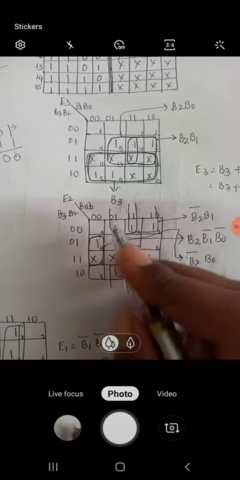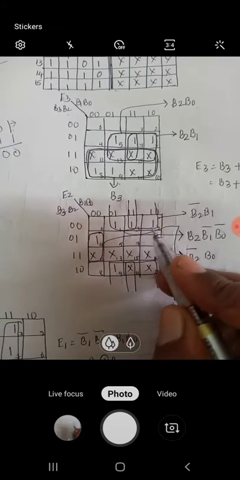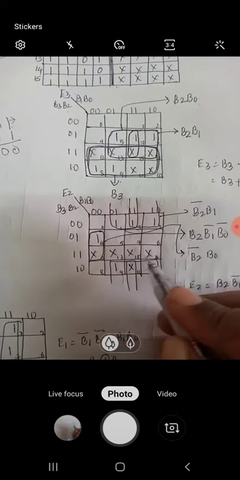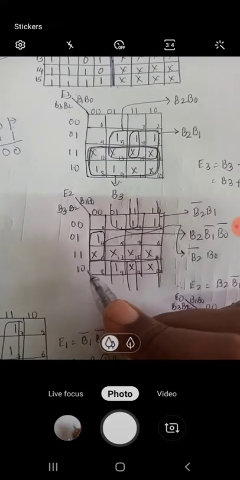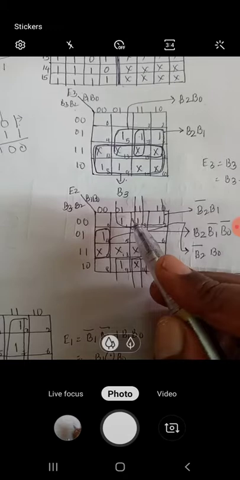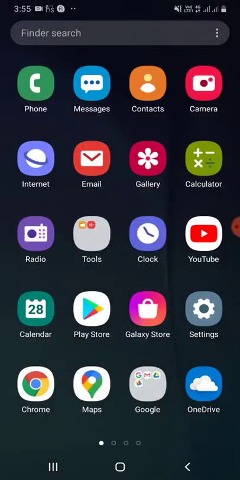Similarly for these two. Now if I consider this corner grouping, this is how it is. B3 has changed, B2 is a 0, so therefore you have it with a bar, that is B2 bar. Similarly B1 has not changed, it has remained 1, so I am going to write it as B1.